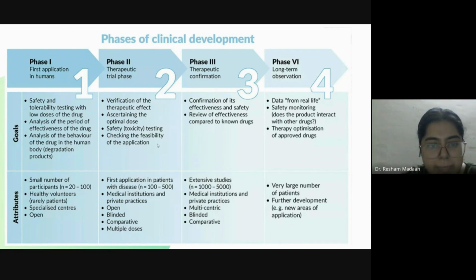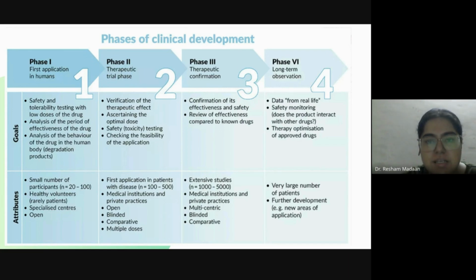More patients are here for the phase 2 trial, about 100 to 500 people are tested. And medical institutes and hospitals are the places where we can go through these clinical trials.